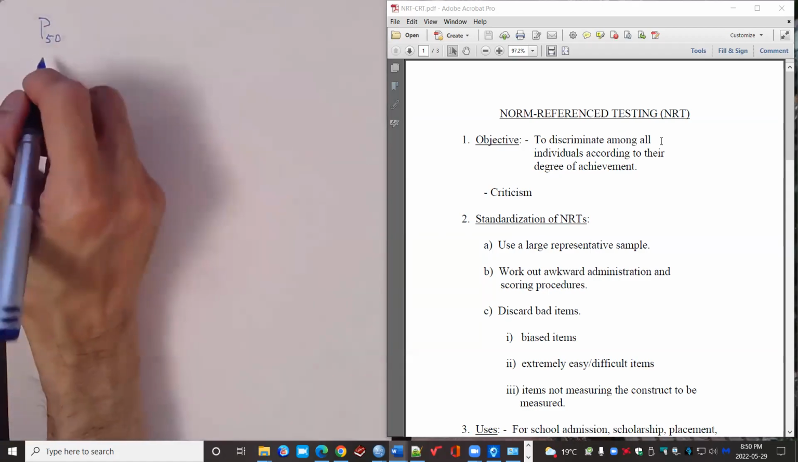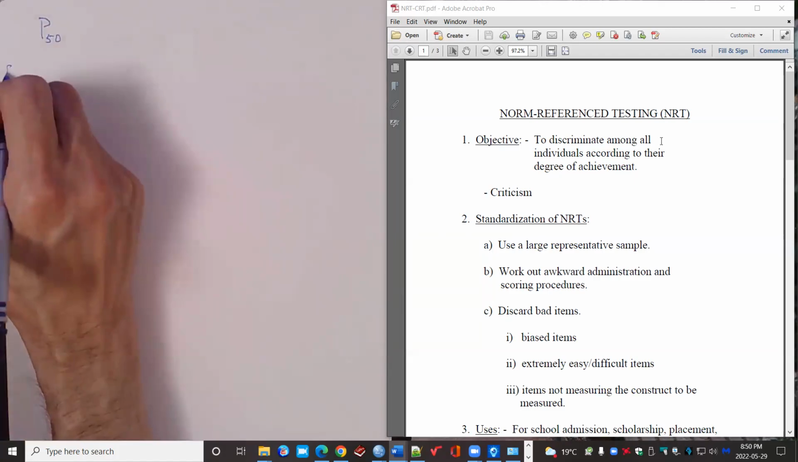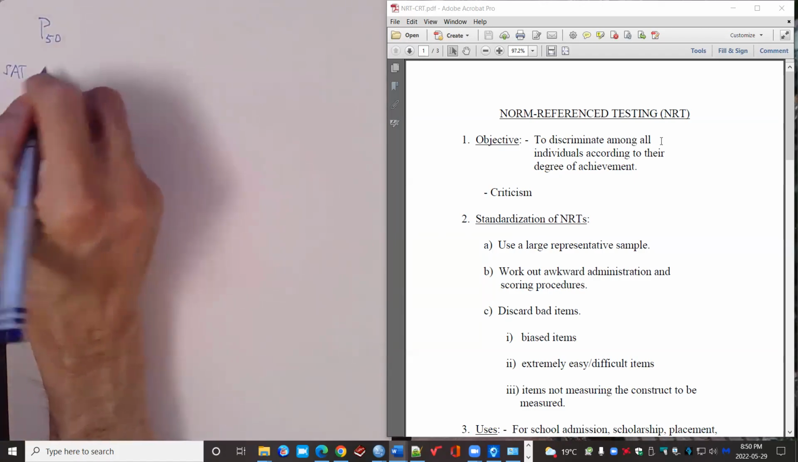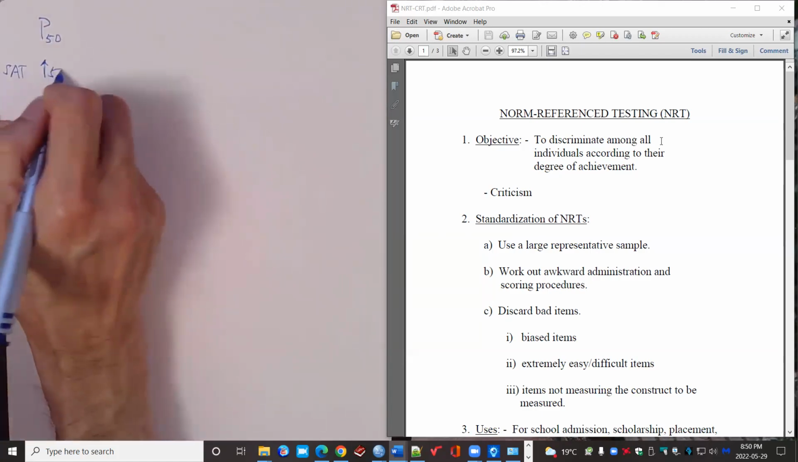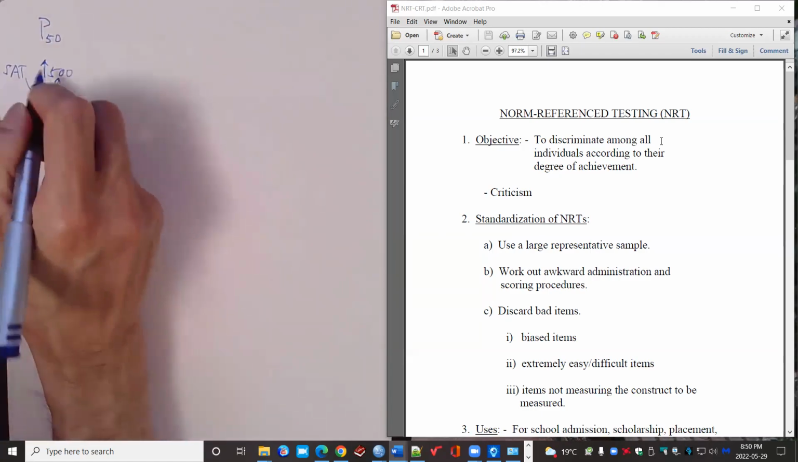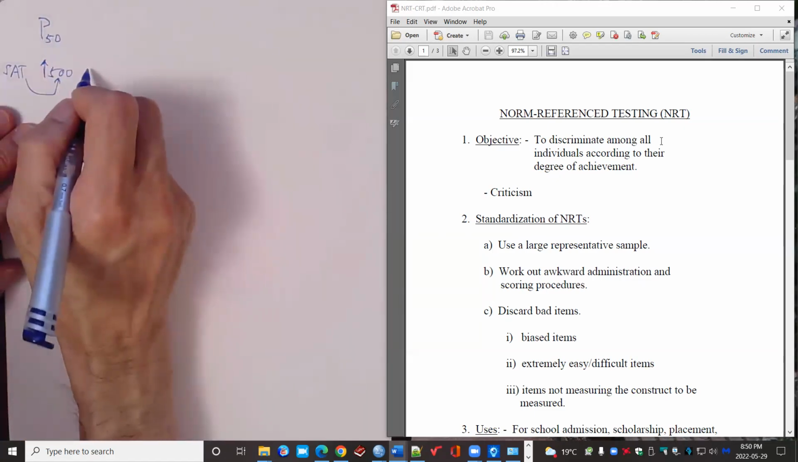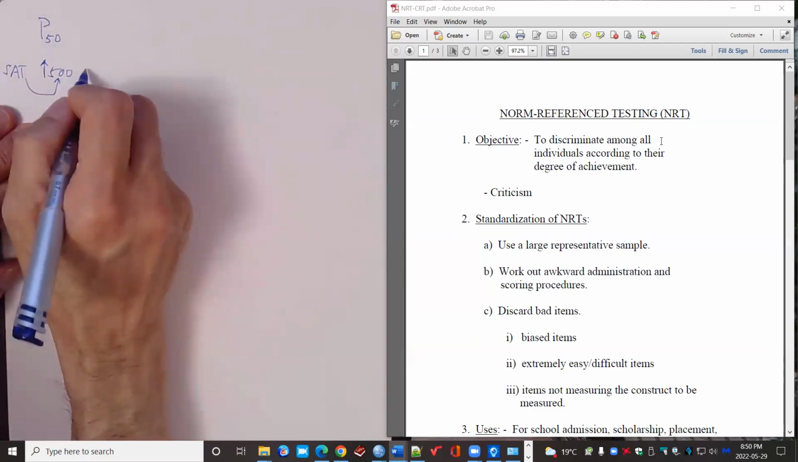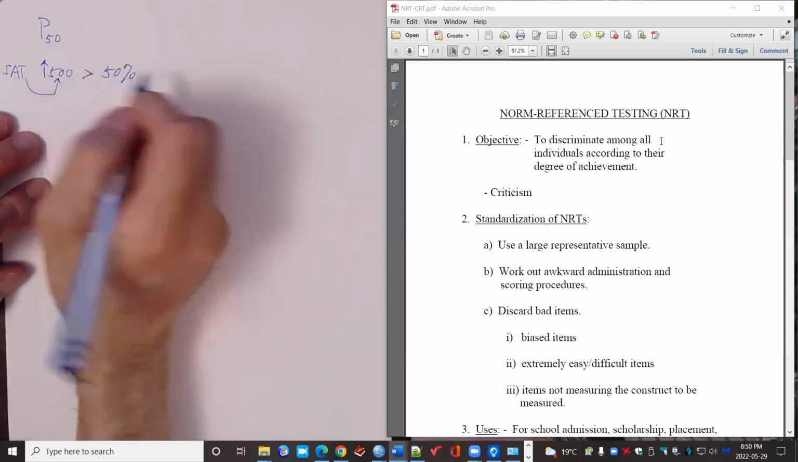Let's say an SAT score, say, or GRE, for example, say here 500. Okay, that is equal to P50. That means a score of 500 is better than 50% of the people taking the same test.